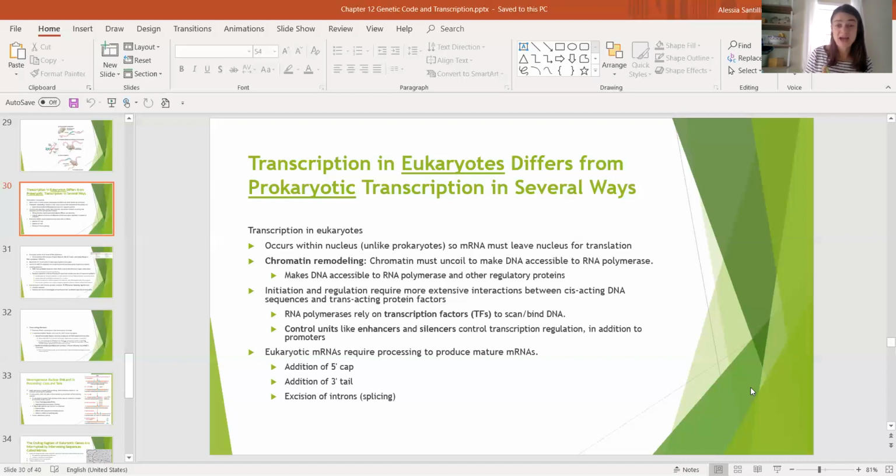So we do this by adding a little 5' cap. I literally think of it like a little hat. Sorry, 5' cap, and then an additional 3' poly A tail, and then the excision, or the removal, or the splicing even, of these introns or these intervening sequences. So we'll get into the details of every single thing, right?